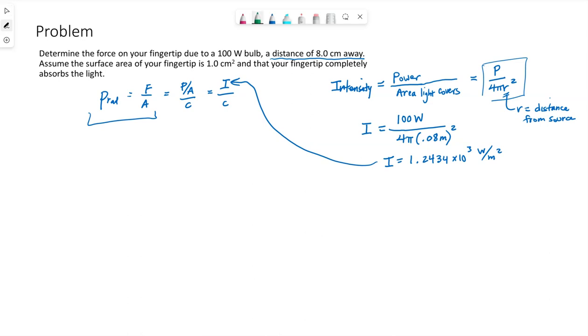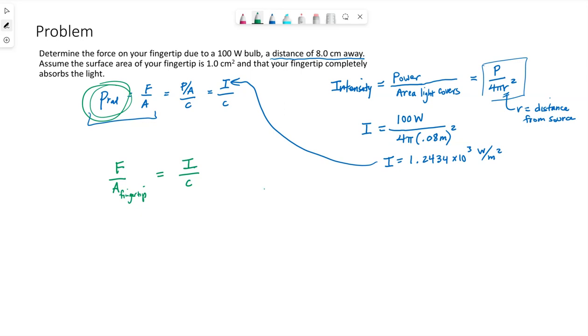We're trying to find the force on our fingertip. So the force is because of radiation pressure. So the force our fingertip would experience divided by the area of our fingertip has to equal this intensity that we've calculated divided by the speed of light.